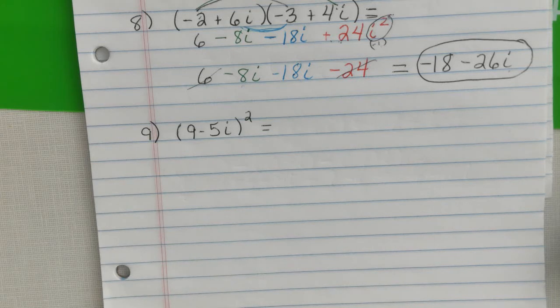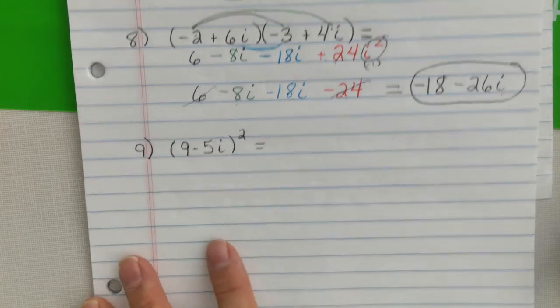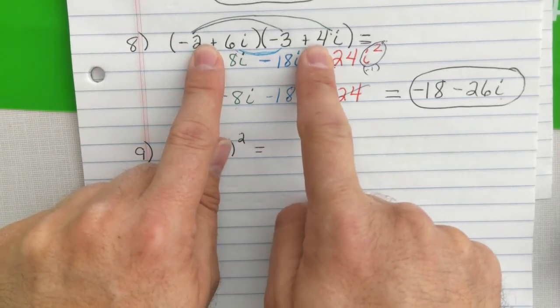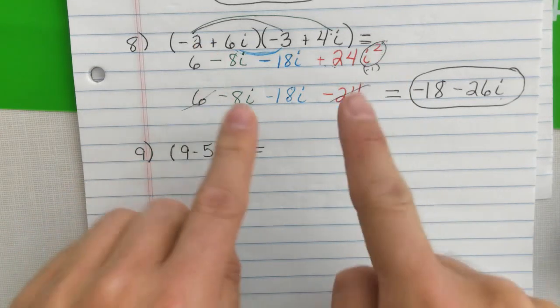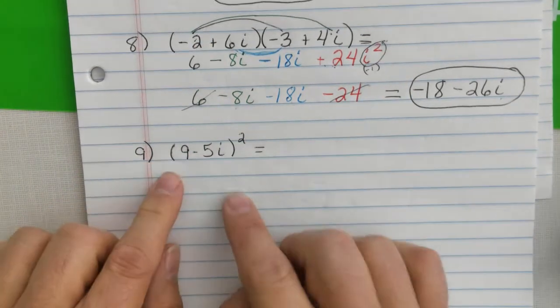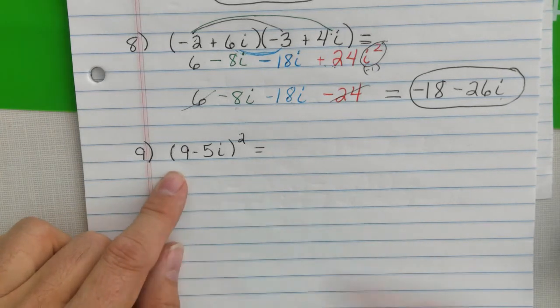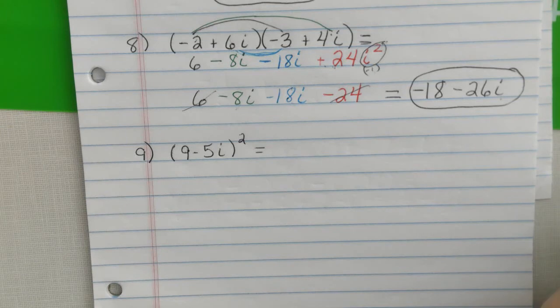Well, I claim that number 9 is exactly like number 8, except there's one extra little step at the beginning. The most basic form of problem solving is when confronted with a new problem, try to make it look like one you know how to do. We know how to do it if there's two sets of parentheses like this. You FOIL it out, replace the I squared with negative 1, combine like terms. Well, here there's not two sets of parentheses. What am I trying to say we need to do first here? 9 minus 5i squared.